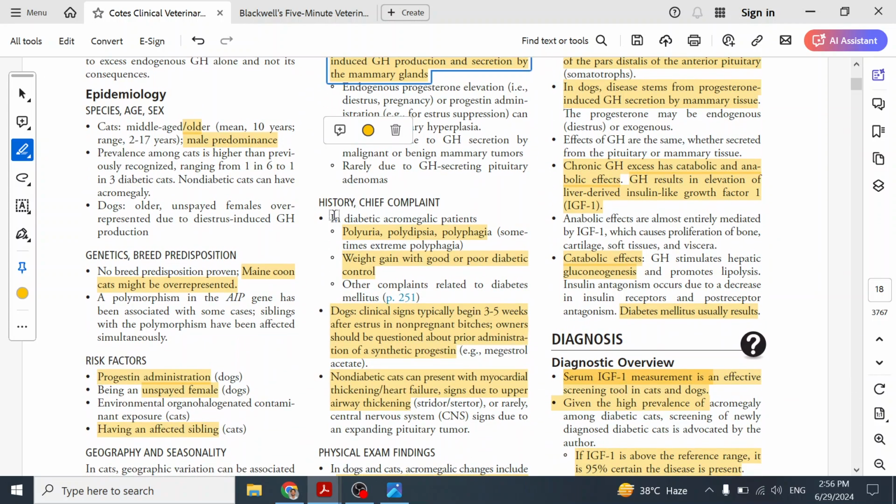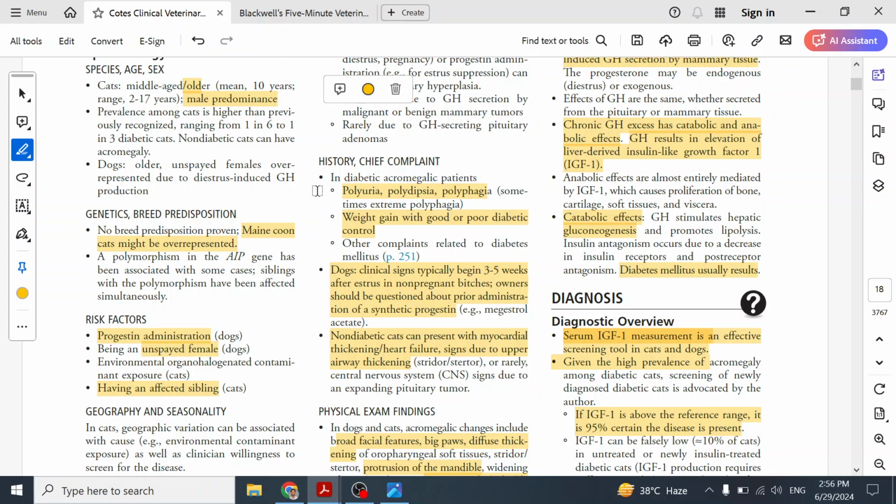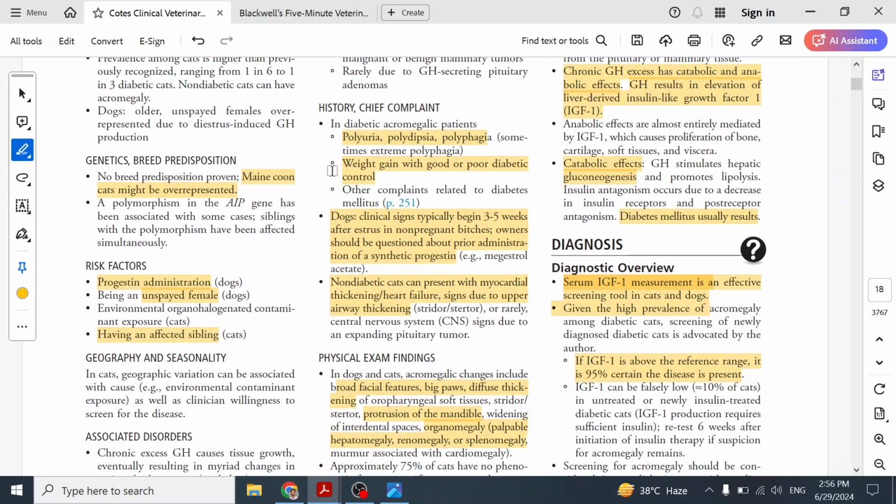So what is the chief complaint or history? You find polyuria, polydipsia, and polyphagia. These are also signs of diabetes mellitus, which we will discuss in the topic of diabetes mellitus. There is weight gain with poor or good diabetic control. Weight gain is also a sign of diabetes mellitus in some cases, and we will discuss in detail diabetes mellitus with increased or decreased weight. So these three basic signs are also signs of diabetes mellitus.